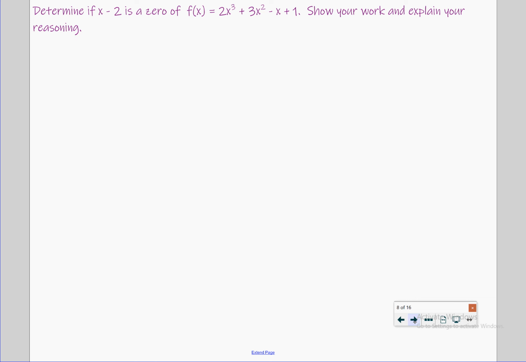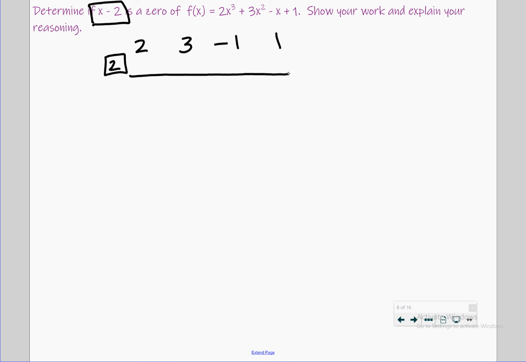Determine if x minus 2 is a 0. There's a few different ways to do this. I would say the easiest way to do this is with synthetic division. What could I divide in if I want to check synthetic division? I'm checking that x minus 2 is a 0. 2. If it's a 0, what should happen? No remainder. So let's see. Bring it down. 2, multiply 4, 7, 14, 13, 26. My remainder is 27. So is it a 0?